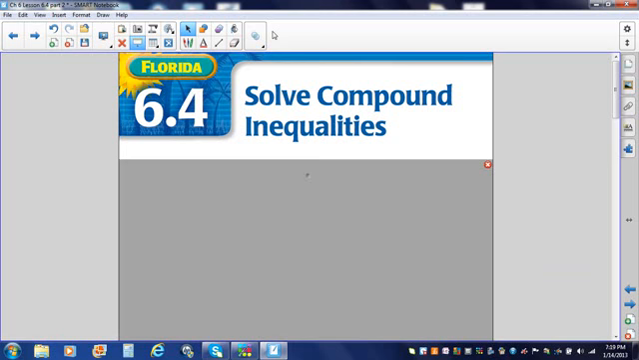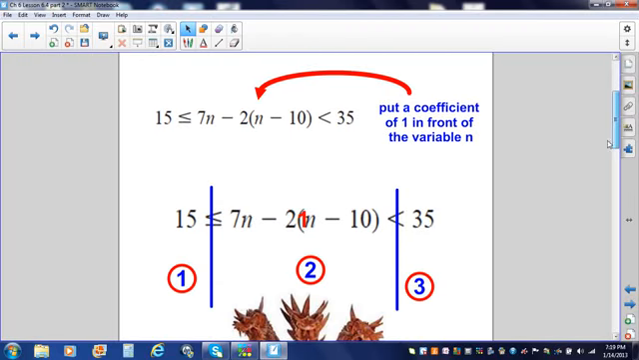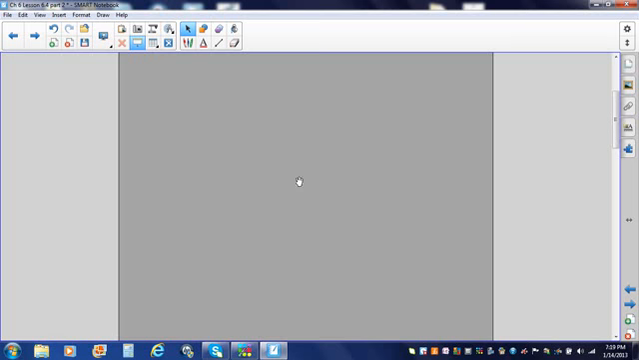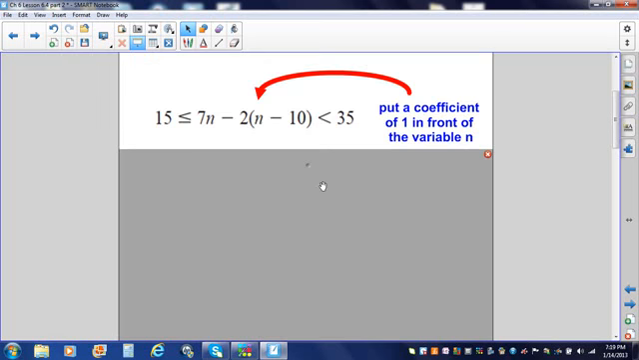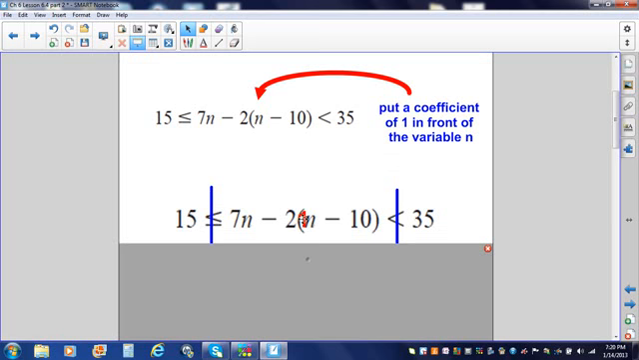this would be lesson 6.4, Solve Compound Inequalities, Part 2. If you would, please take a moment and copy down the inequality on your paper. The first thing I suggest is that we put a coefficient of 1 in front of the variable n. So here is our coefficient of 1.